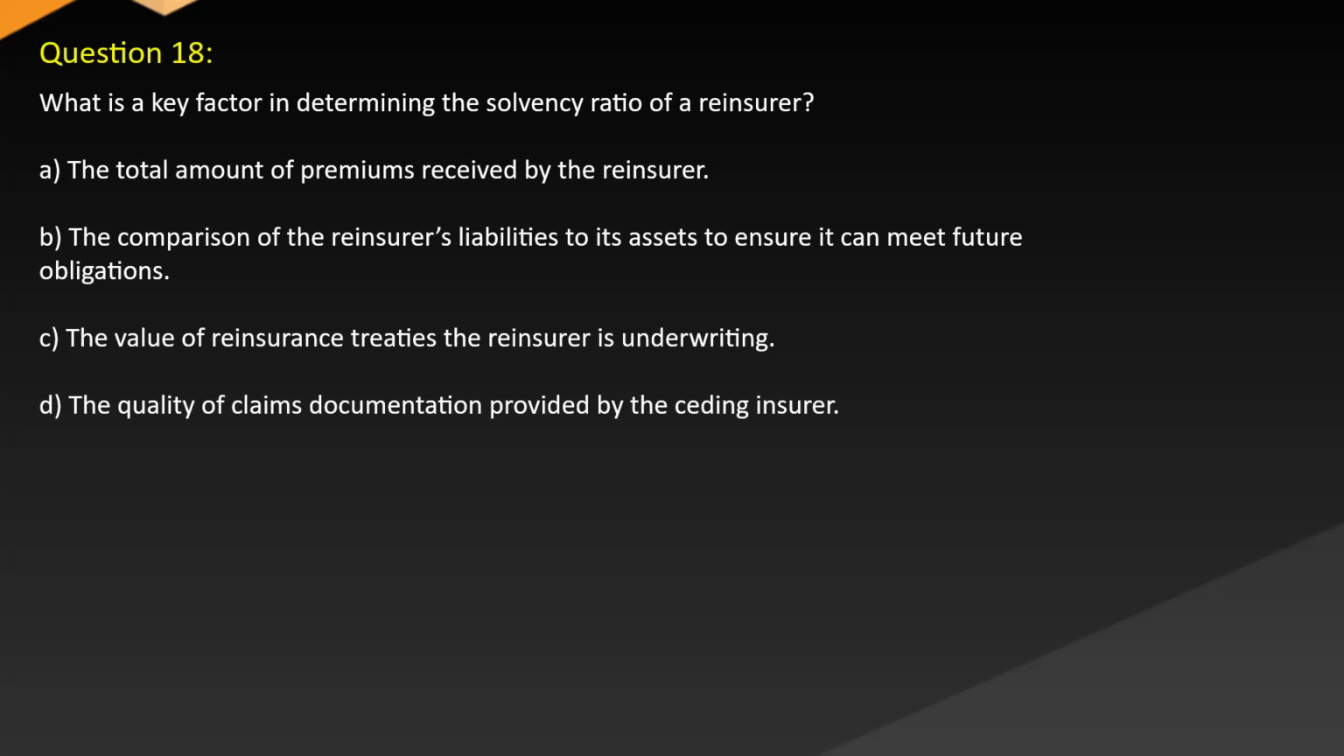Question 18. What is a key factor in determining the solvency ratio of a reinsurer? A. The total amount of premiums received by the reinsurer. B. The comparison of the reinsurer's liabilities to its assets to ensure it can meet future obligations. C. The value of reinsurance treaties the reinsurer is underwriting. D. The quality of claims documentation provided by the ceding insurer.